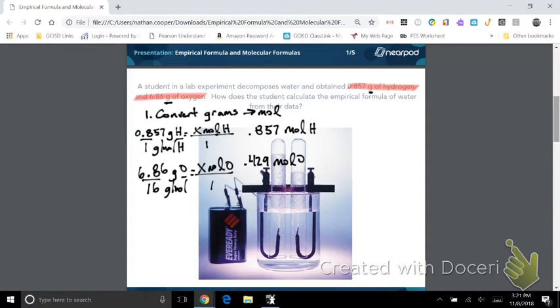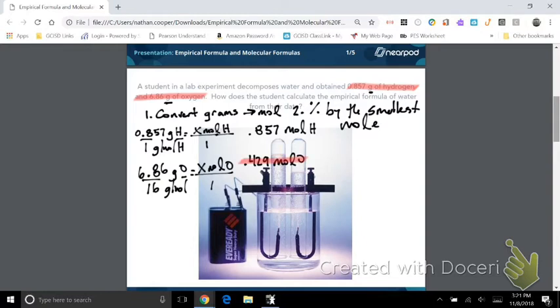So now the next step, step number 2, is divide by the smallest mole from your conversions, which means these numbers right here. Well, which one's the smallest? Well, it is oxygen.